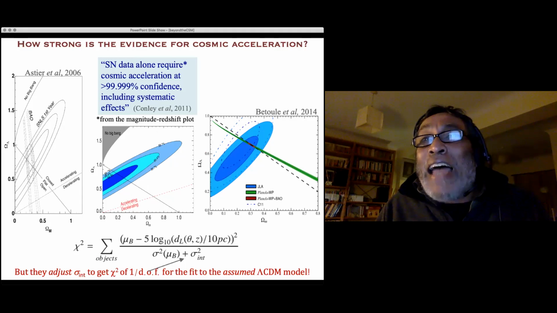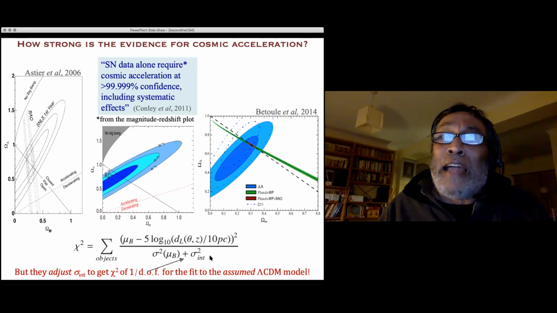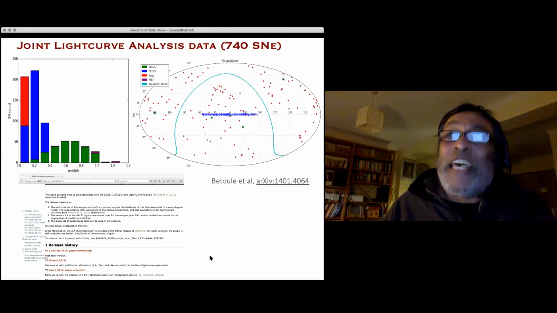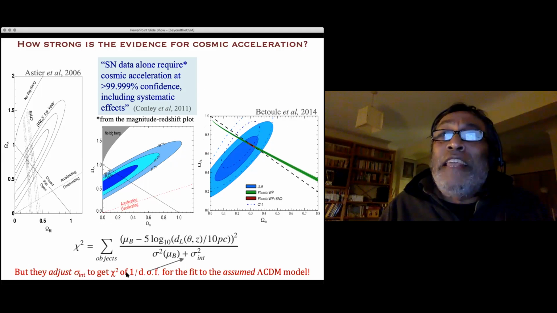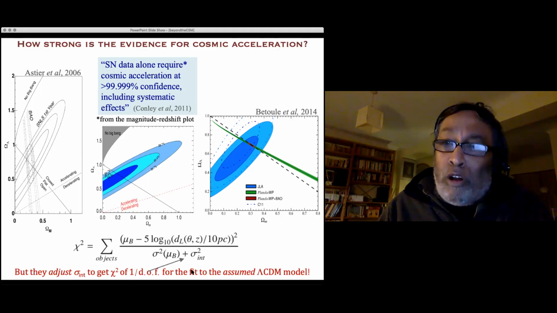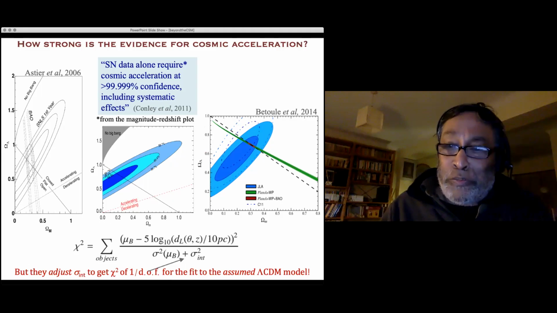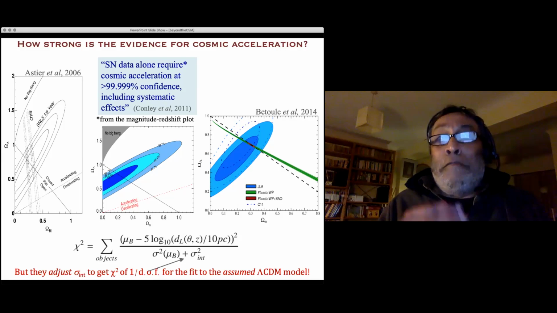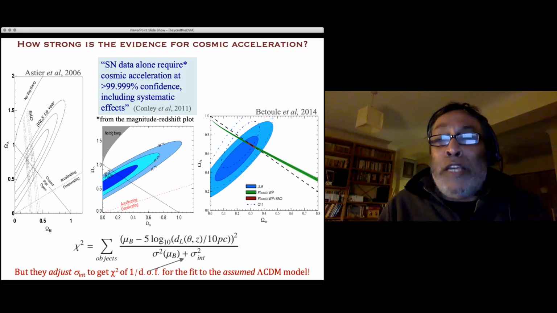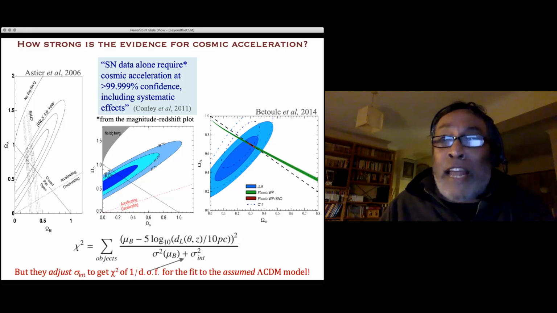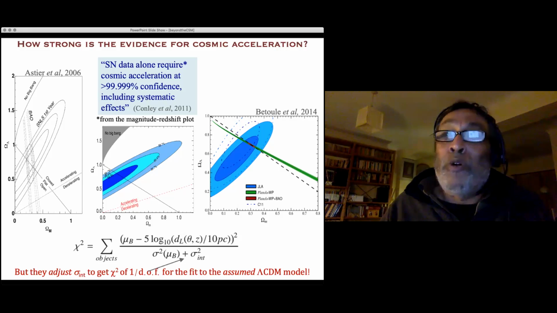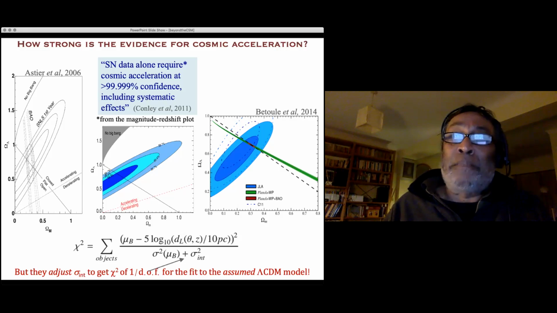But then they add an extra uncertainty to each point, which they call sigma int, and they adjust it by hand. So in other words, they adjust the error bars by hand until they get a good fit to the assumed model. Okay. This is what was done to get this acceleration of the universe. And if I explain it to you in the way I've just done, you can see that this is unacceptable. This is not a principled way of calculating anything.